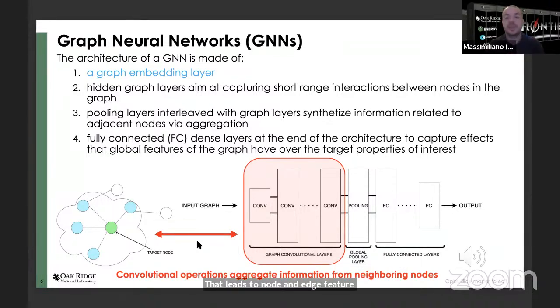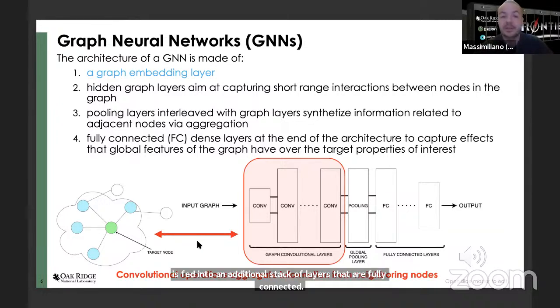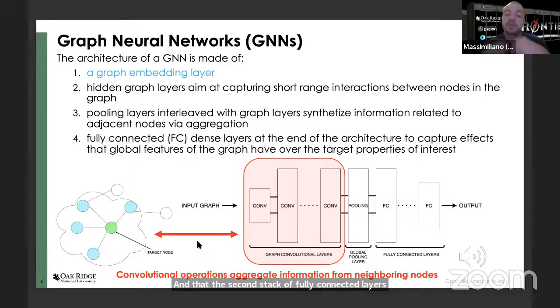Most advanced message passing neural network layers, besides modeling short range interactions, also include global attention mechanisms to capture interactions between nodes that are very distant from each other within the graph structure. And then once an arbitrary number of message passing layers prescribed by the user has been used to process the input, the output of the last message passing layer is fed into an additional stack of fully connected layers. The second stack aims at enhancing even further the expressivity of the GNN architecture before producing the output of whatever property of interest.